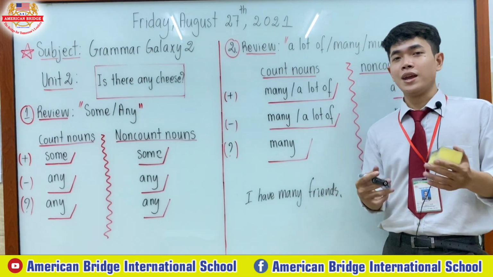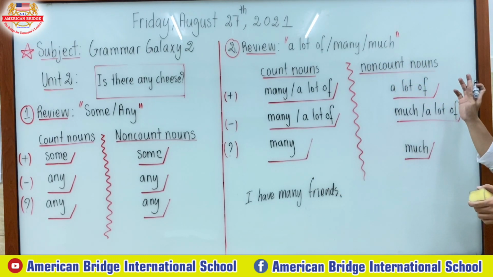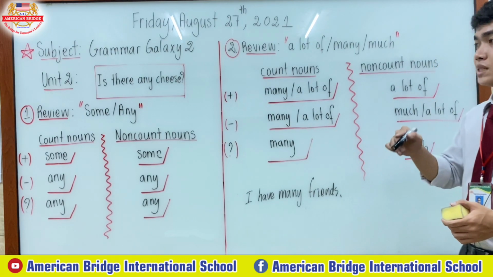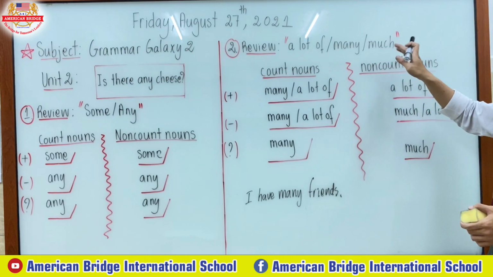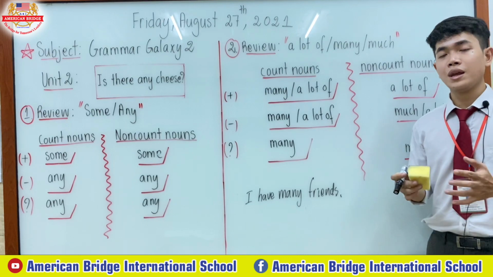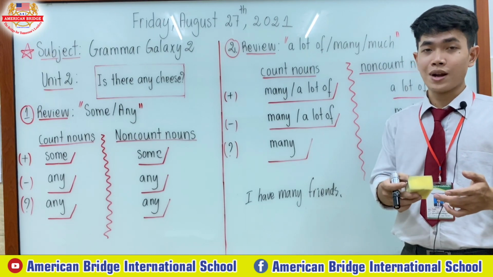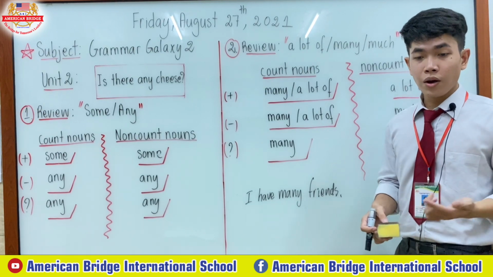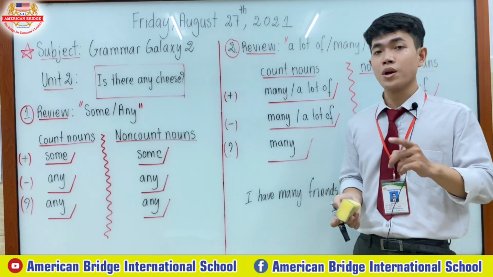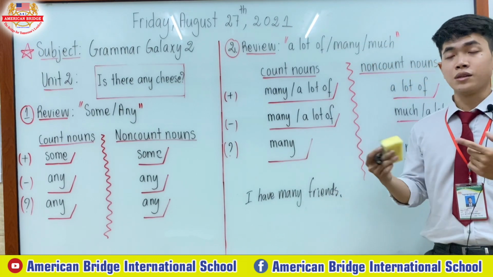All right, everyone. This is our review section regarding our grammar items on some, any, a lot of, many, and much. And I think in our book there are many exercises for all of you to practice. You can go to page 14 and page 15 in your student book, so you will have more exercises to practice.